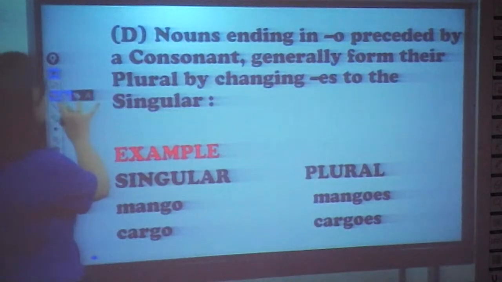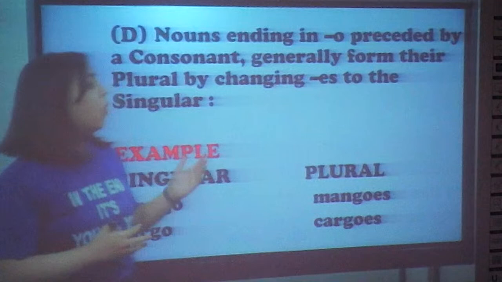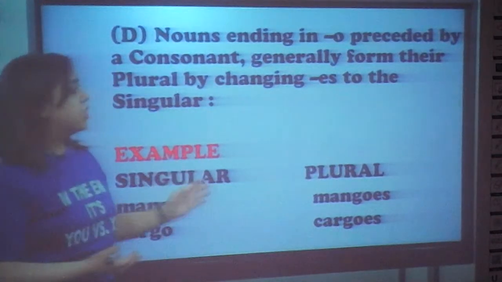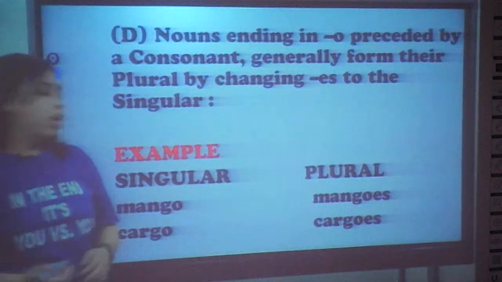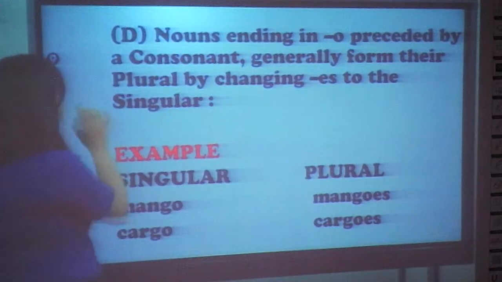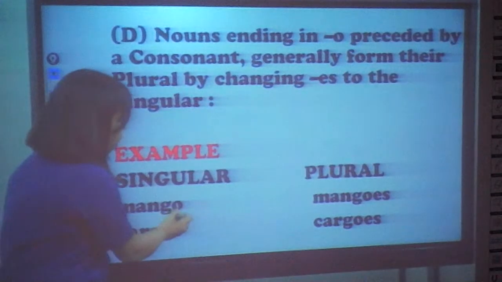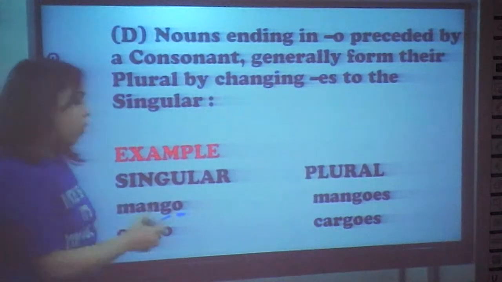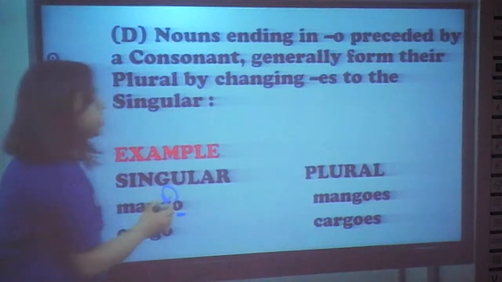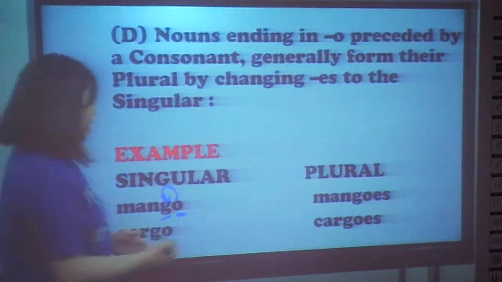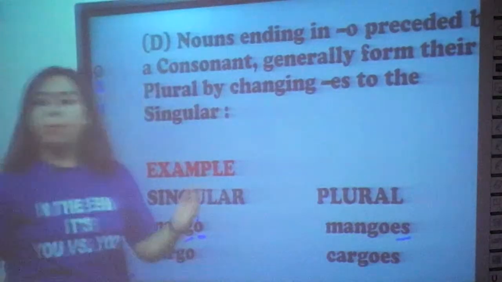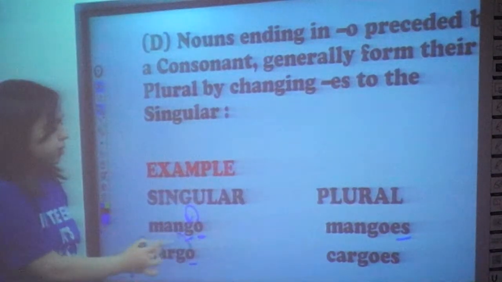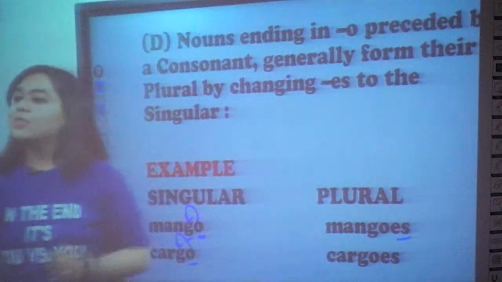Now we'll be talking about the nouns that end in o preceded by a consonant. They generally form their plurals by adding es to the singular. They're trying to say that if you have a noun which ends with an o, and it is preceded, preceded means the letter before o is a consonant, it will get changed by adding es. For example, mango, mangoes. Cargo, cargoes. You see, the o should be preceded by a consonant and it is converted with es.